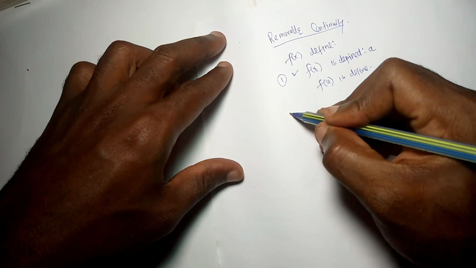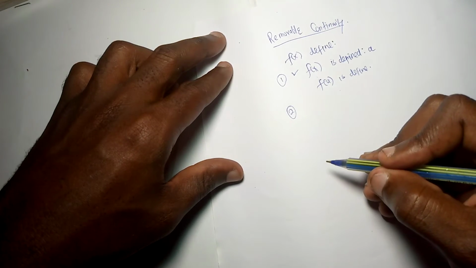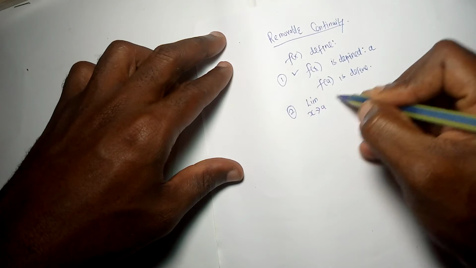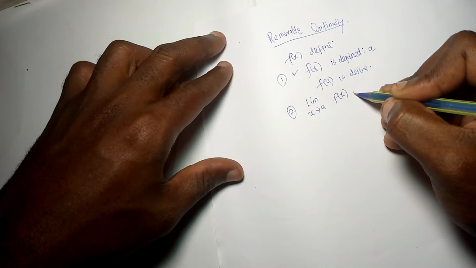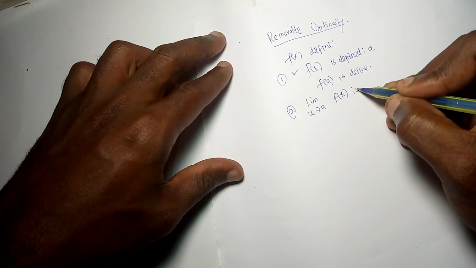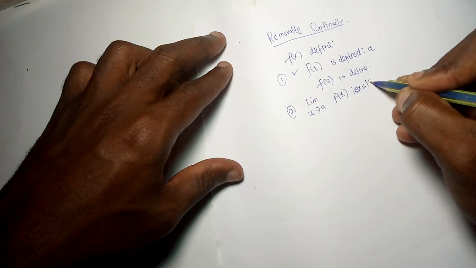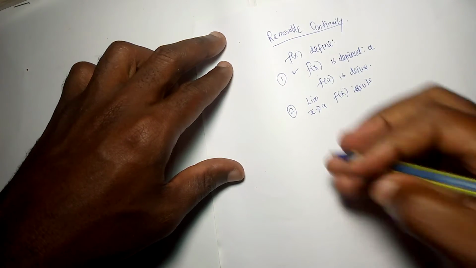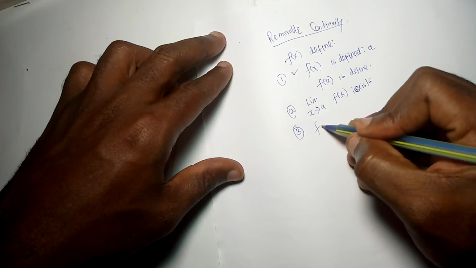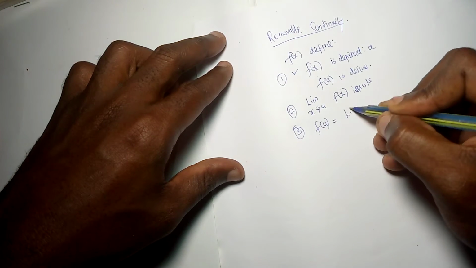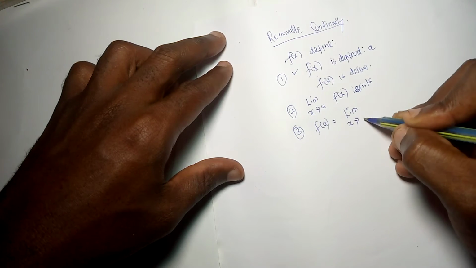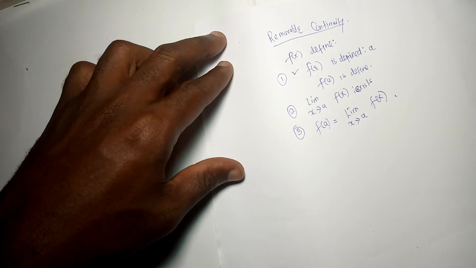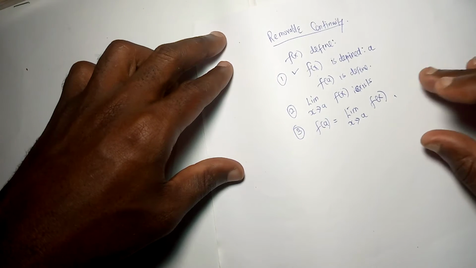The second condition is that the limit as x approaches a of f of x exists. Now, the third condition is that f of a is equal to the limit as x approaches a of f of x. Are you together? So these are the conditions for a function to be continuous.